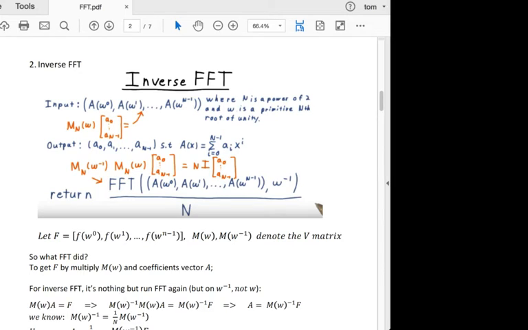So I have some notations here. F is the vector of the value domain. Say we have n points, and the value of each one is in the value domain, and the matrix M omega and M omega to the power of minus 1 are the Vandermonde matrices.